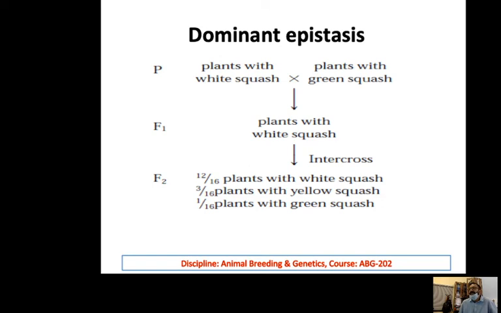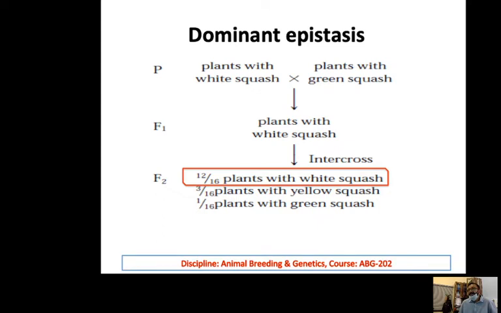Okay. So dominant epistasis: plants with white squash and plants with green squash are crossed, and we get plants with white squash. When they are intercrossed, we get 12 over 16. So remember, in a classical dihybrid cross we get 9, 3, 3, 1: 9 over 16, 3 over 16, 3 over 16, and 1 over 16. But here we have a different ratio, 12 over 16, 3 over 16, 1 over 16. So that means something is different here. 9 plus 3 is 12.